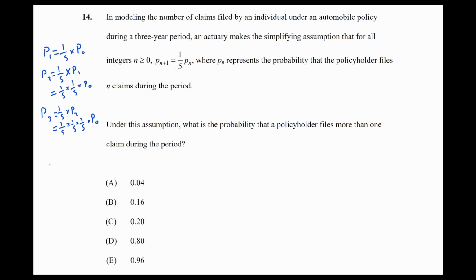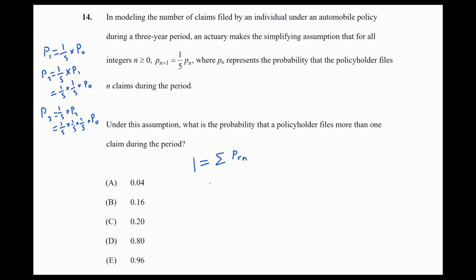So let's calculate what P0 is. We know that all probabilities added together is 100%, which we're going to call 1. And that is equal to the sum of all probabilities P(n). So it's going to be probability of 0 plus probability of 1 plus probability of 2 plus probability of 3, plus 4, 5, 6 up to infinity.